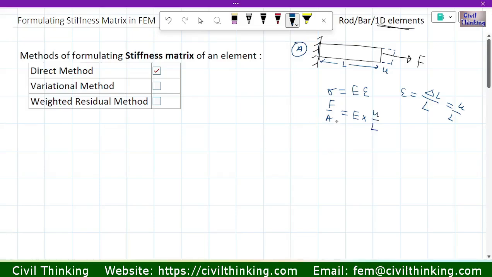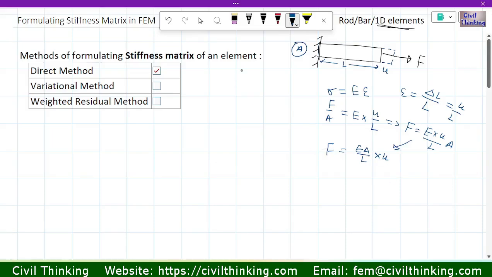Now I can further rearrange this equation. I will shift this A to the right side, so force is going to be E times U by L times A. Further if I rearrange this, it is going to be EA divided by L times U. I have rearranged this, so we got this equation.